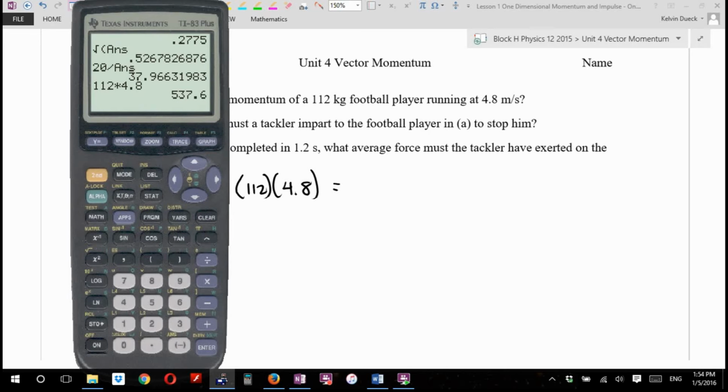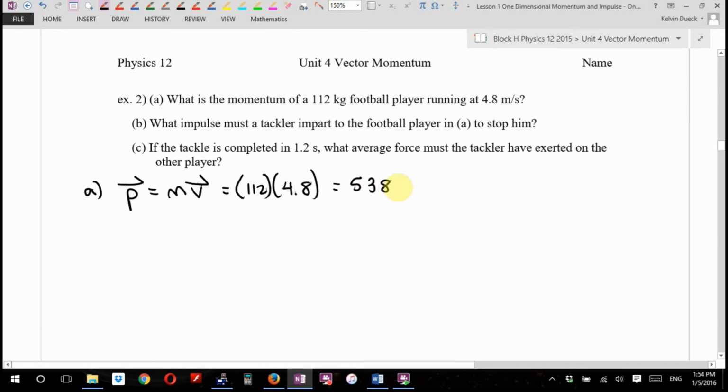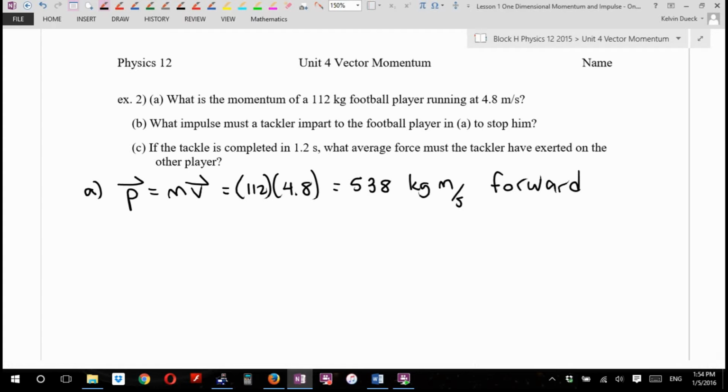537.6, but I'll go to 3 sig figs: 538 kilogram meters per second, and I'm going to add an arbitrary direction. I've watched football. Generally, they tend to run forward. There's my direction. So let's say this is a running back carrying the football.